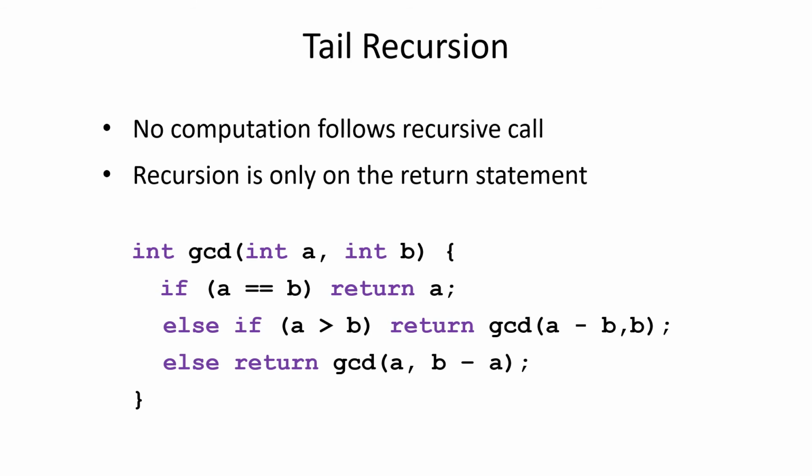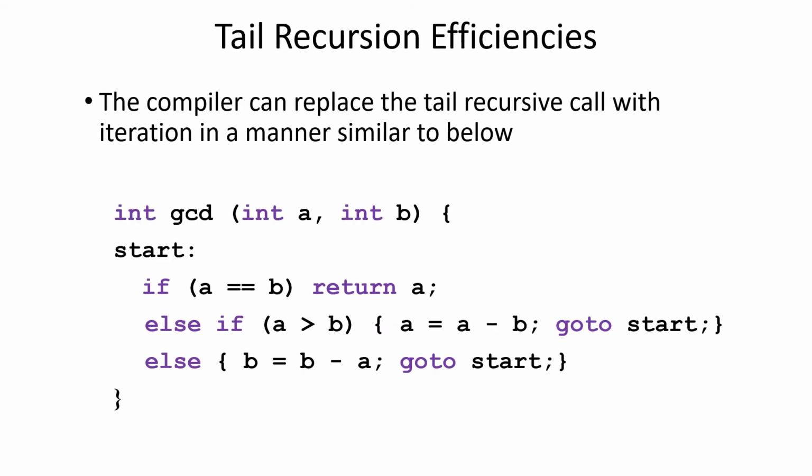This is efficient because the method doesn't have to do any processing. When it returns, it just has to return at a deeper level. In this particular example, you can imagine that the compiler has converted it to this format, where instead of making recursive calls, it simply changes the local parameters and goes up and redoes the method.